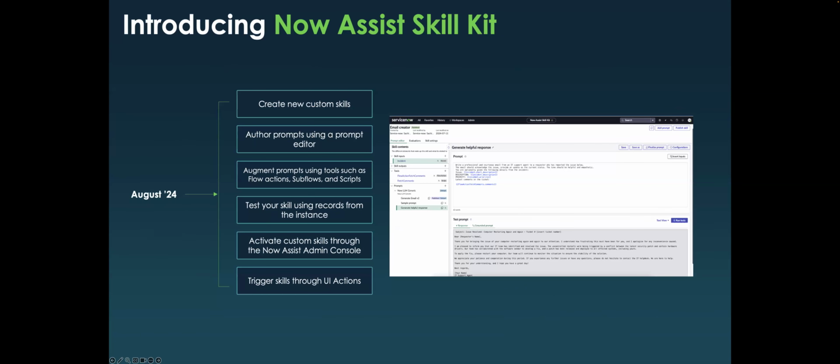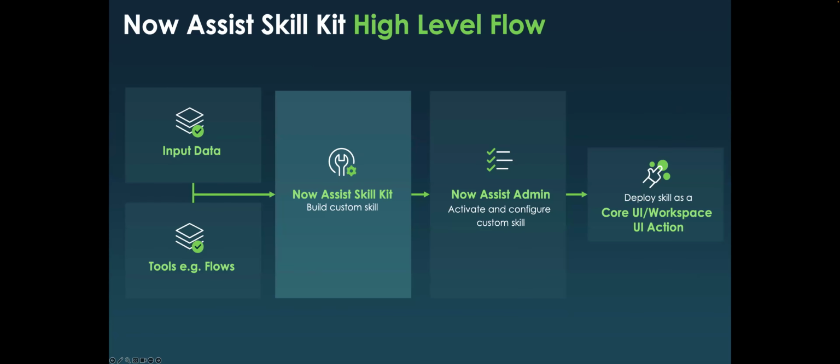And the Now Assist skill kit, which we'll see as we go through the tool, you can create a skill, look at the prompts, the prompt editor, play around with that. We can augment those and ground them as we need. We can test against particular records. Then we can activate and trigger things like our UI actions and where those will work in terms of actually applying it. So at a high level flow, we want our input data.